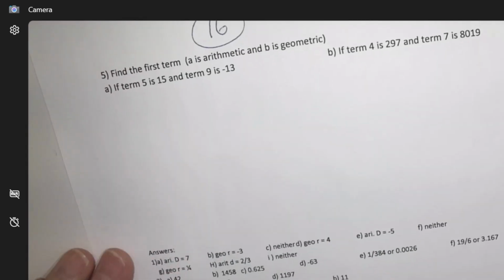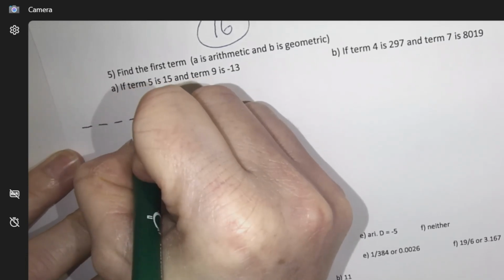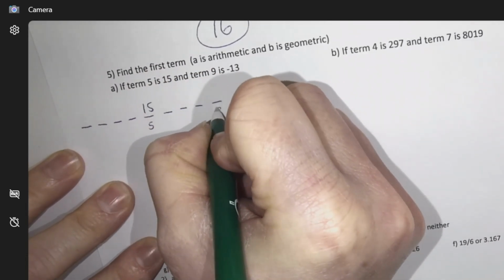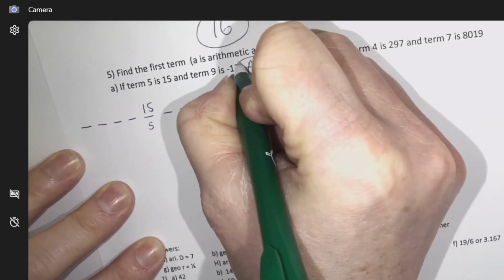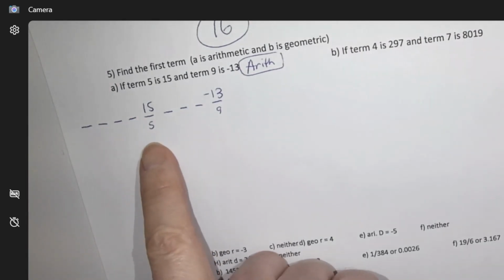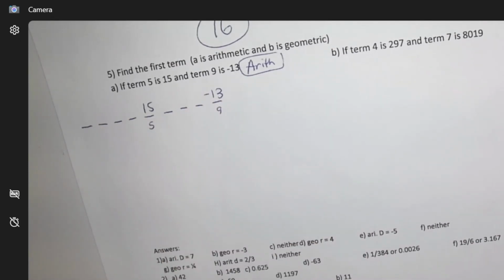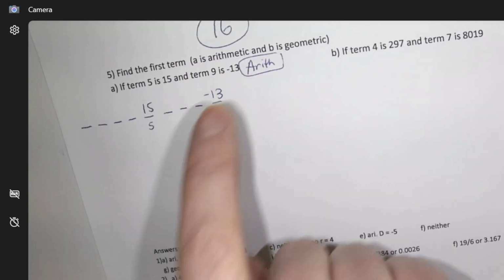Okay. And then I would say this is one of the trickier questions. Term 5 is 15. So here's what I know. I know the 5th term is 15, the 9th term is -13, and it told me in the question that it's arithmetic.